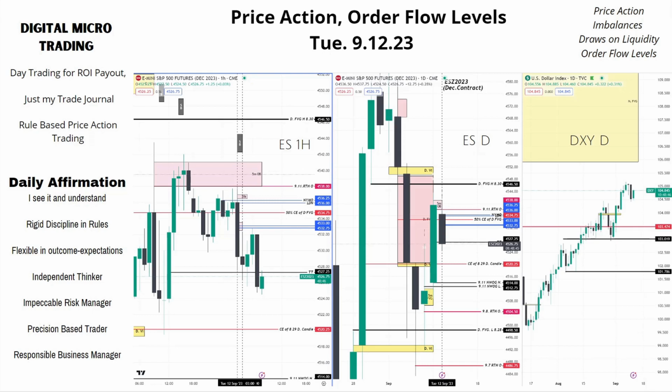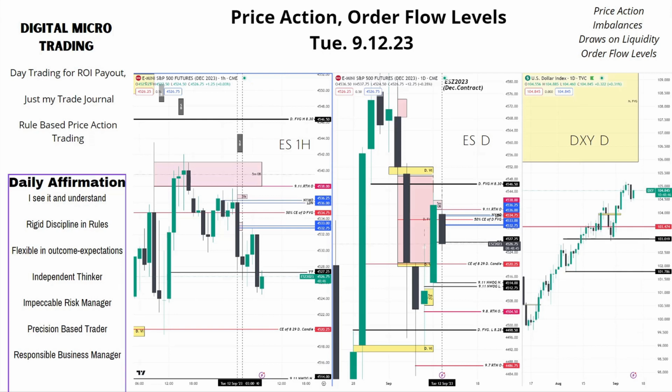It's just my trade journal, rule-based price action trading, and this is the market analysis I do before I press buttons. Daily affirmation: I see it and understand. Rigid discipline and rules, flexible in outcome expectations, independent thinker, impeccable risk manager, precision-based trader, responsible business manager. And here we are: price action, order flow, levels, Tuesday, September 12, 2023.